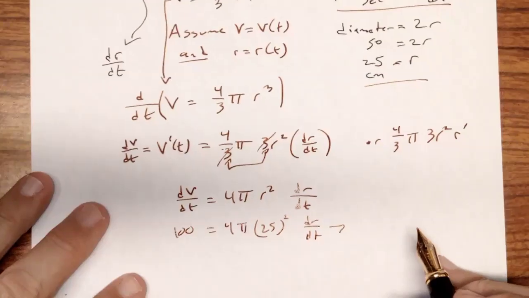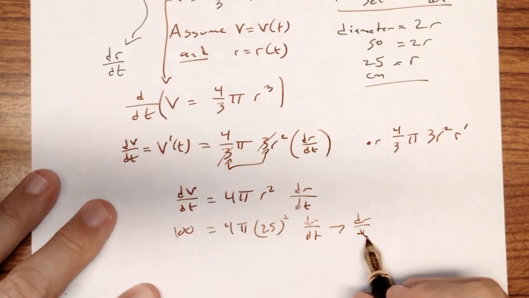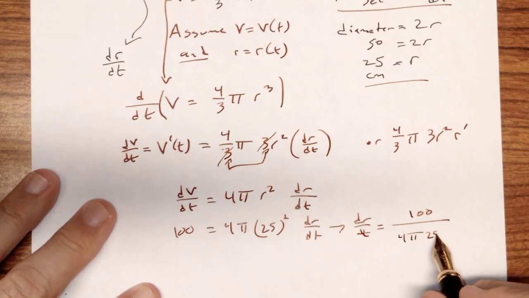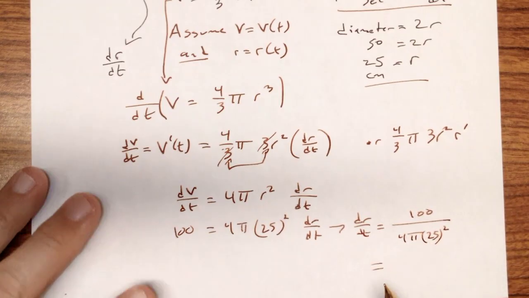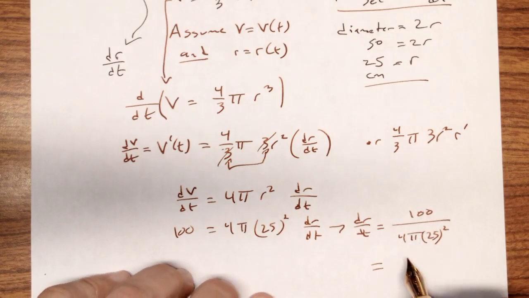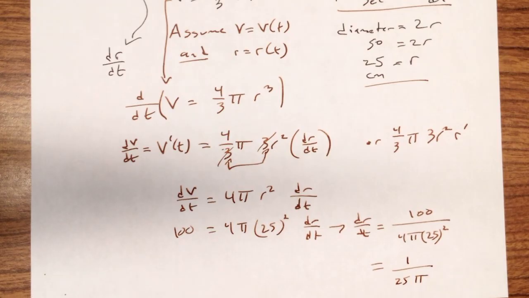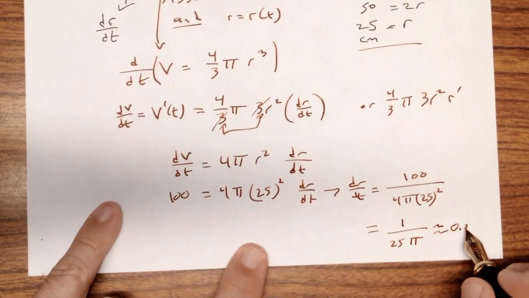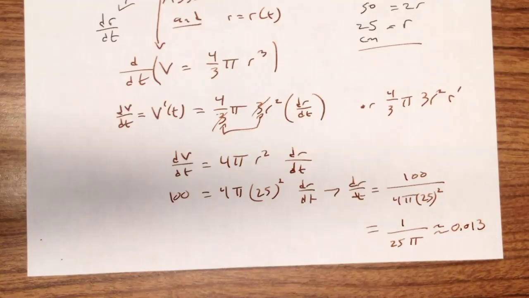And if I solve for dr dt, I get 100 over 4 times pi times 25 squared. Take out your calculators, give me a decimal. Or you could simplify this as a fraction, because 4 times 25 is 100. But I think a decimal would be a little more useful here. This is approximately 0.013. What are the units on this?